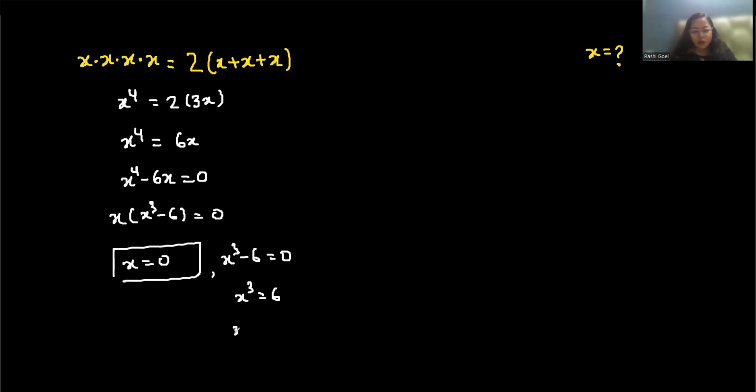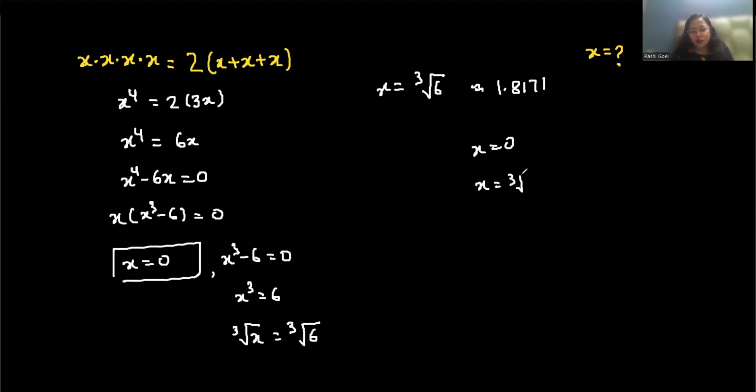if I take the cube root on both sides, x is equal to the cube root of 6, which is approximately 1.8171. Complex cube roots exist too. So, but the real solutions are x equals 0 and x equals the cube root of 6, which is approximately 1.8171.